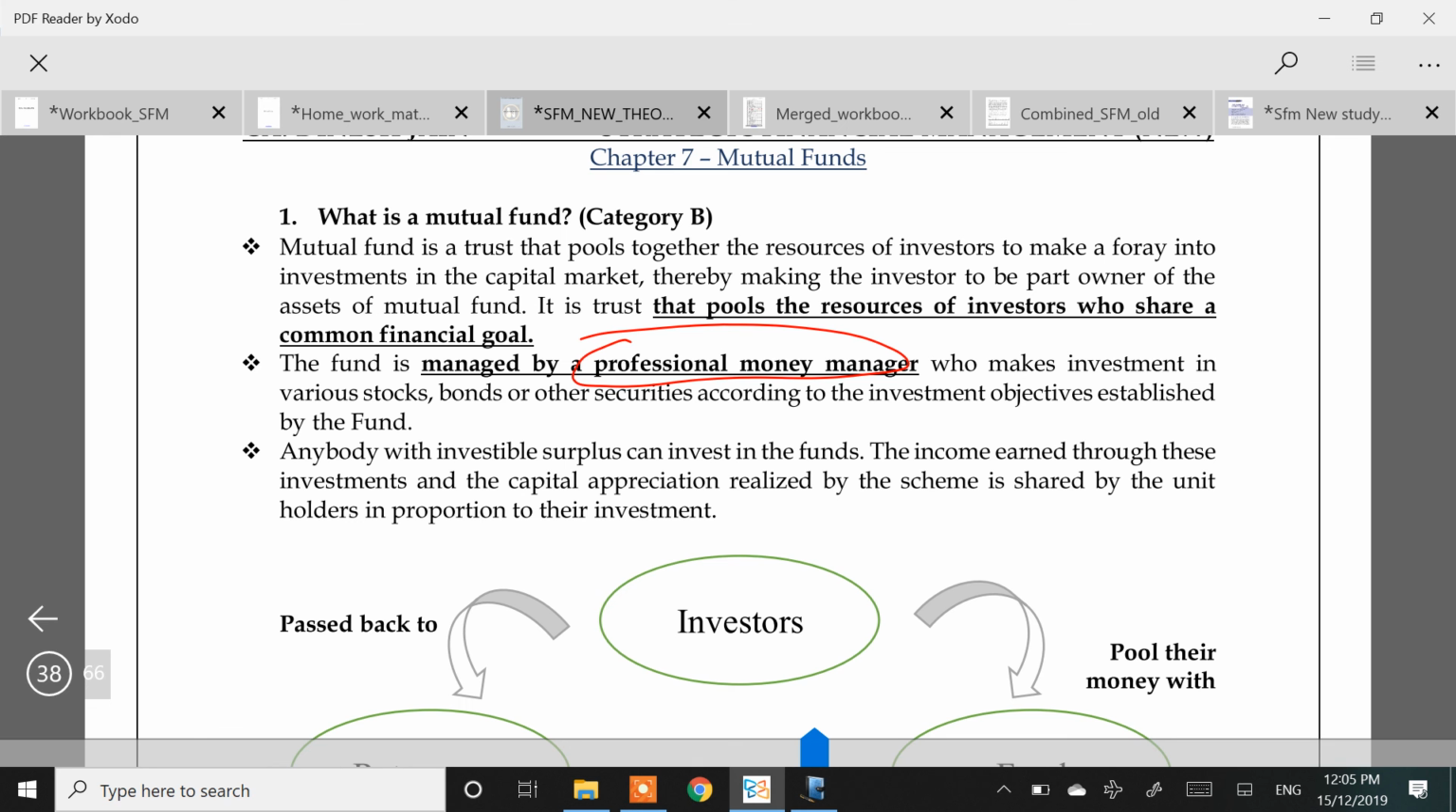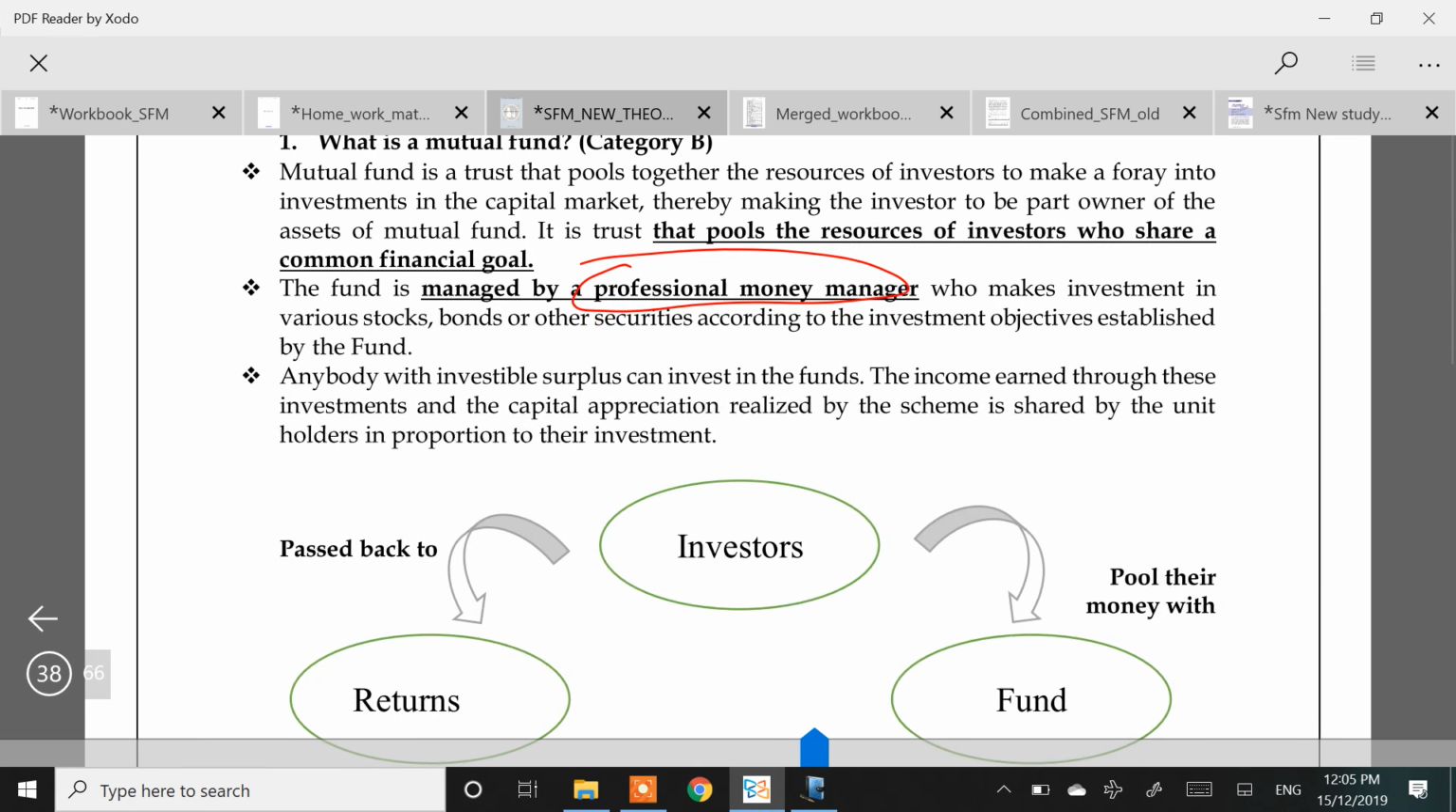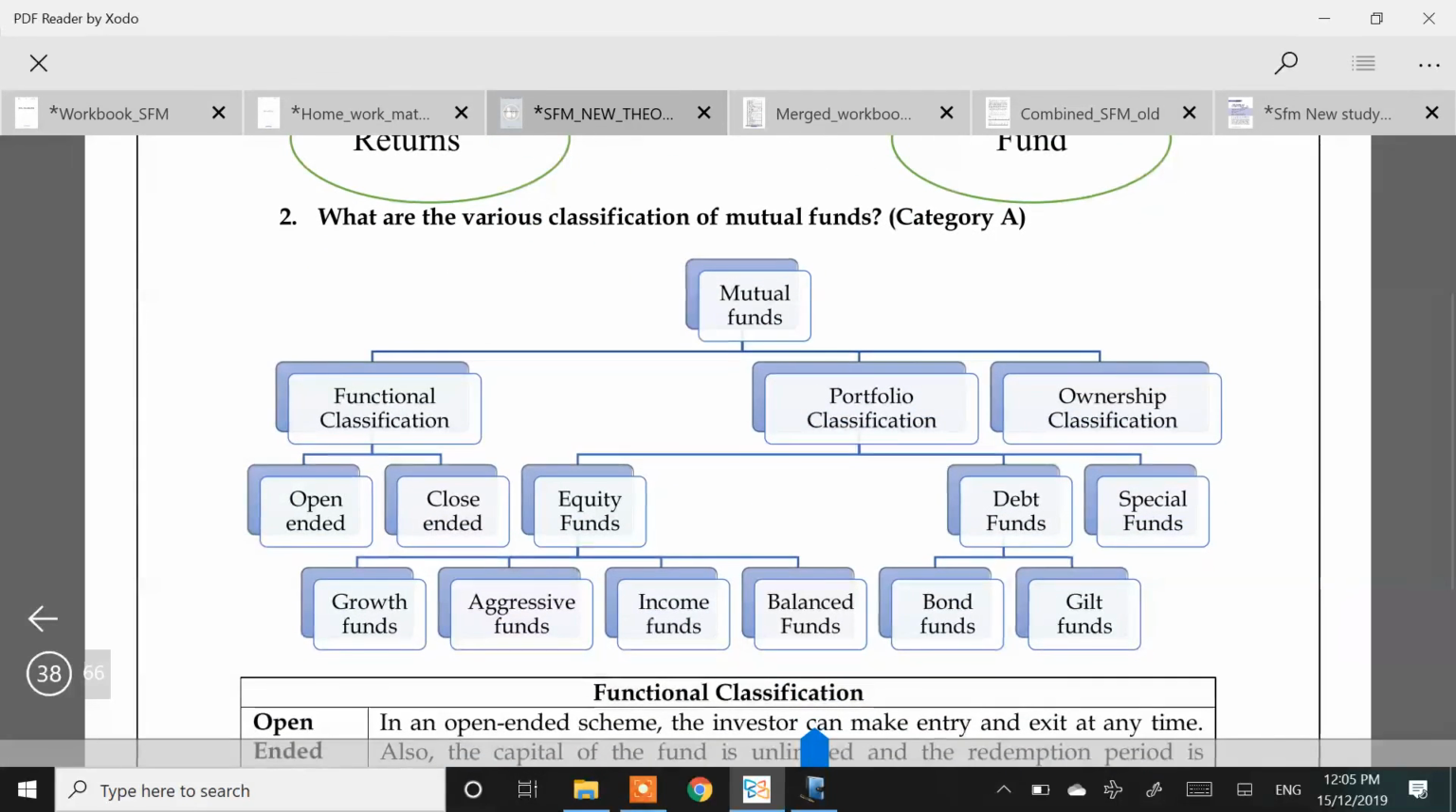So investors will give the money to the mutual fund. They will invest this money in various debt securities or equity securities and pass back the returns to the investor. So that's how a mutual fund works. There are various classifications of a mutual fund. There can be a functional classification, which indicates it can be an open-ended fund or a close-ended fund. There can be a classification based on the portfolio: it can be an equity fund, a debt fund, or a special fund. And there can be a classification on the basis of ownership.